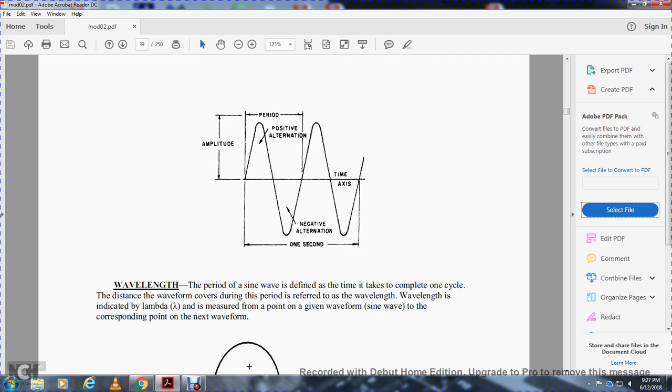Period referred to the wavelength. Wavelength is indicated by lambda, a Greek symbol. It is the measure from a point on the given waveform, a sine wave, to the corresponding point on the next wave.